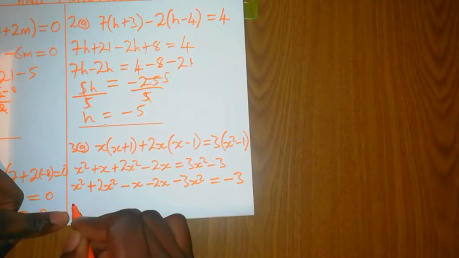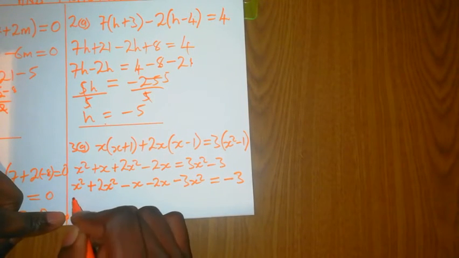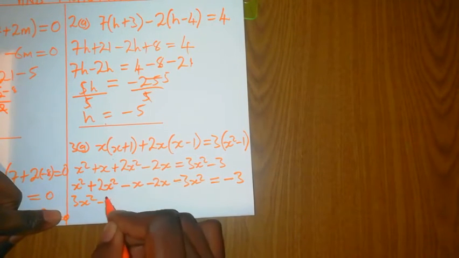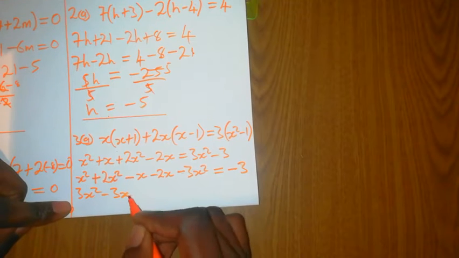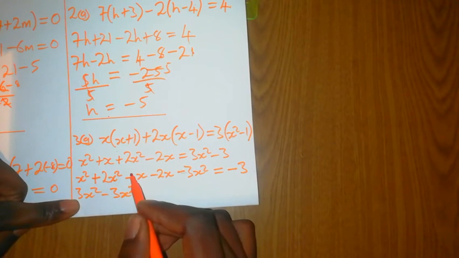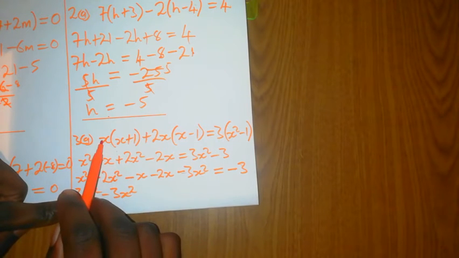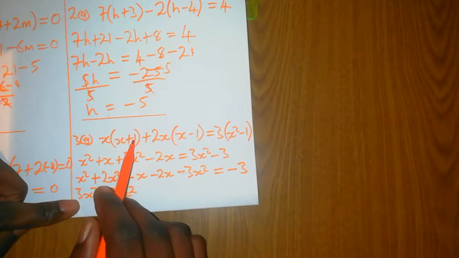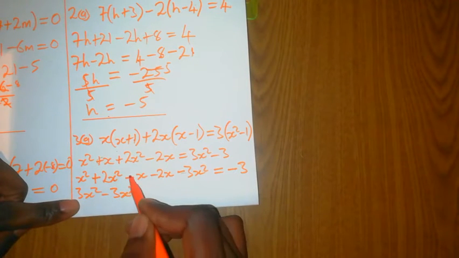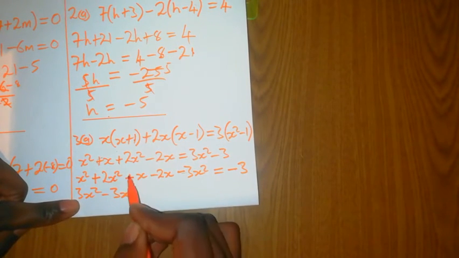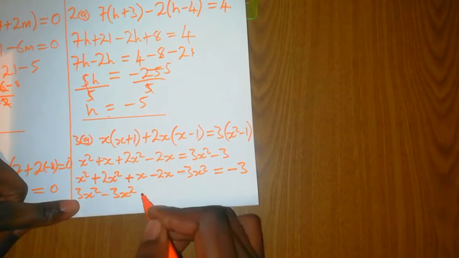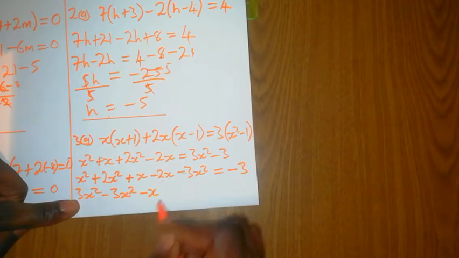So I've got here x squared plus 2x squared, that's 3x squared, then minus 3x squared, then minus, is this a minus or a positive? That's a positive there. It's x times 1, that's a positive x there. So it's positive x. Therefore, it's positive x minus 2x, I'm going to obtain a negative x here.